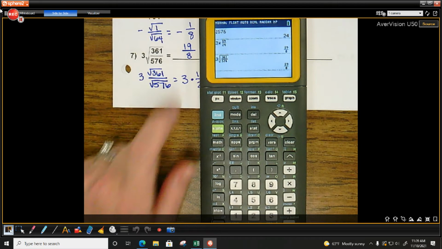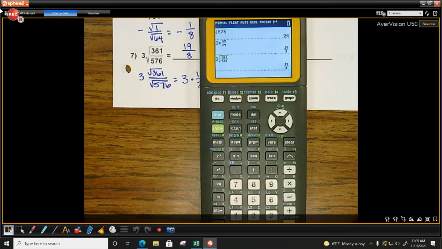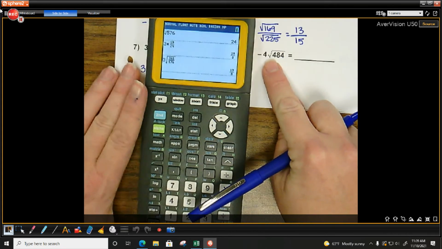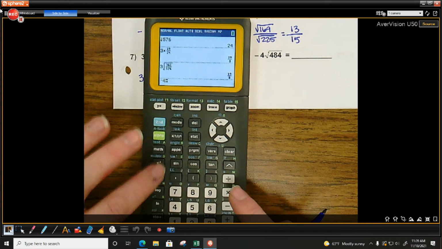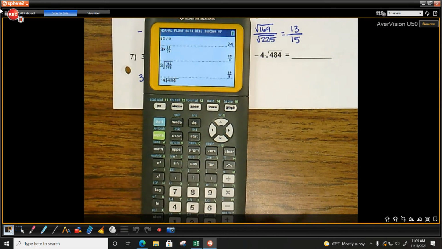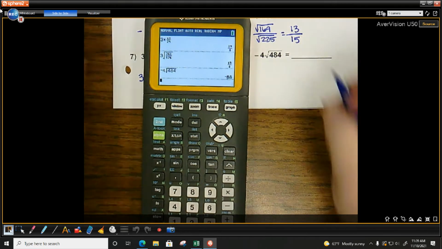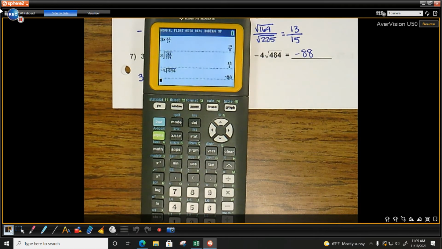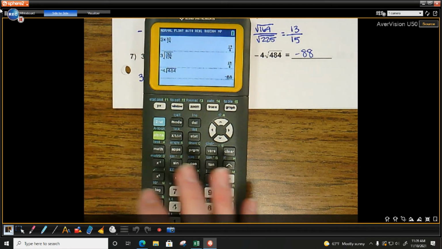Okay? How are we feeling about these? Are we liking that the calculator can do these for us? Let's just type this one in the calculator. Negative 4 square root of 484. And we get negative 88. Done. We like this? Okay, do you think it's going to stay this easy the whole time? Nope. No, it's not.